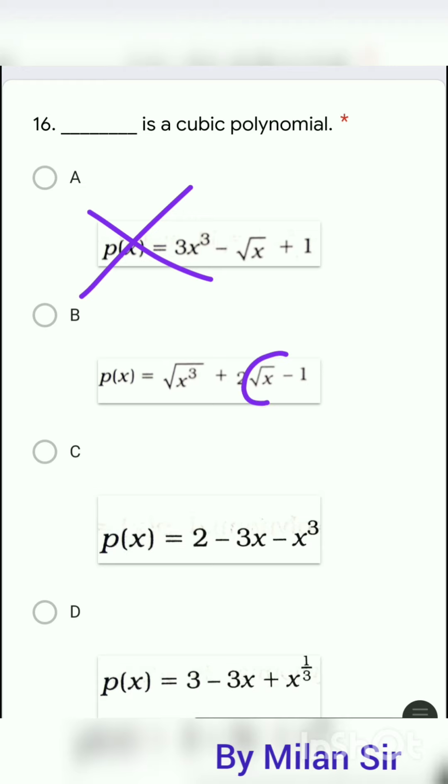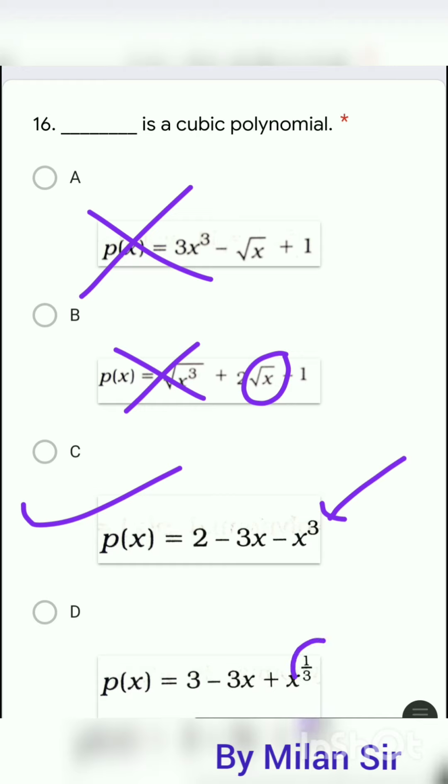Here too x is given under the root, so this is not a polynomial either, right? Here we have the maximum exponent of x as 3, right? And all the exponents are positive integers, so this is the correct answer for cubic polynomial. Here we have degree 3 and all the exponents are positive integers, so this is the correct answer. And in option D, here we have exponent 1 by 3, which is not an integer, that's why this is not a polynomial. So here our answer is option C.